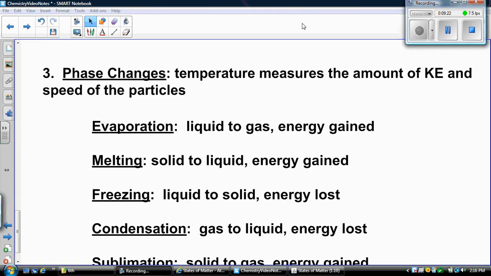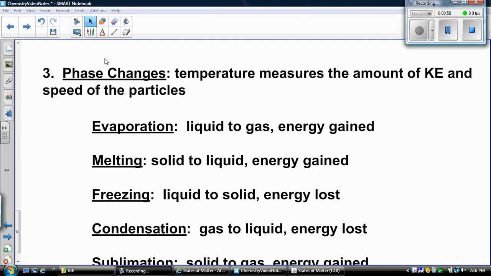Okay, so what we just looked at was different elements and compounds changing from a solid to a liquid to a gas. That's what we call a phase change. Temperature measures the amount of kinetic energy and the speed of the particles. So remember, the more kinetic energy, the more likely you're going to have a change in state. That's what temperature measures: how much kinetic energy the atoms in matter have.